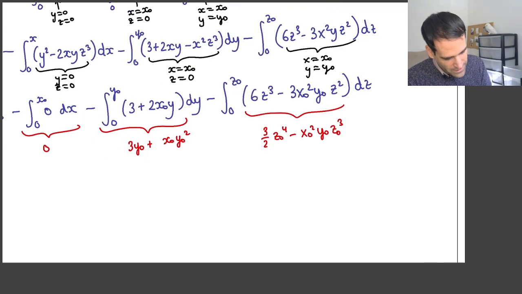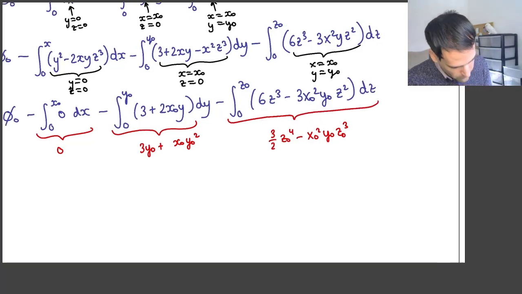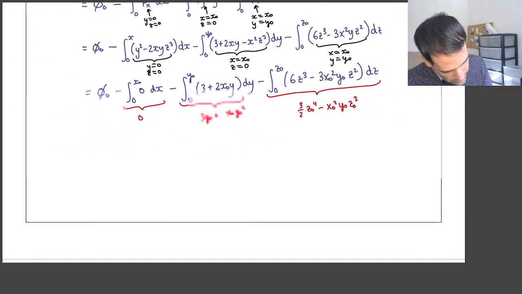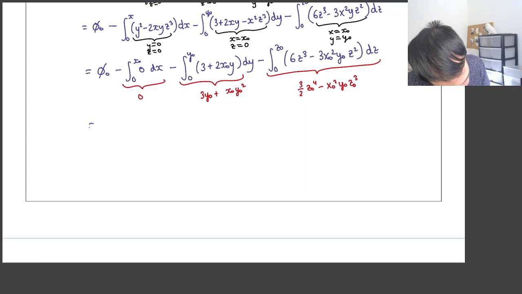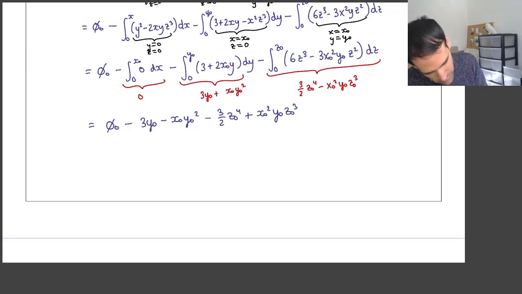Okay, so we instantaneously do the integrals. By the way, this is the whole integral. So you have seen that we can do those integrals in our head. So we get phi 0 minus 3y0 minus x0 y0 squared minus 3/2 of z0 to the 4 plus x0 squared y0 z0 cubed, and that will be phi at any point r0.